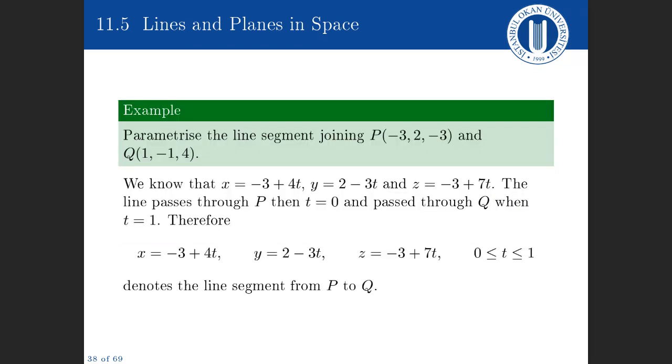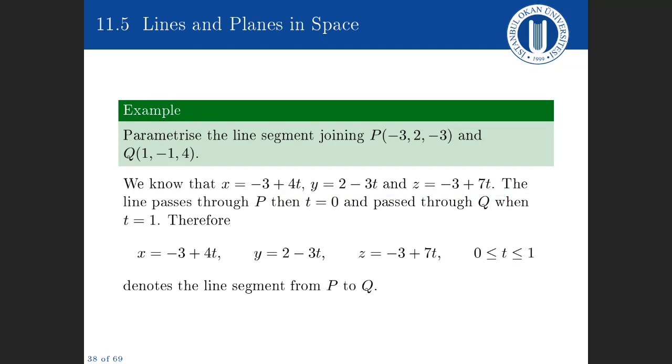For example, parameterize, that's another way of saying find the parametric equations, the line segment joining the point P and the point Q. This is the same point P and the same point Q from the previous example. So we already know the x, y, and z equations. We just need to find the bounds that we allow t. What values of t are we going to allow?